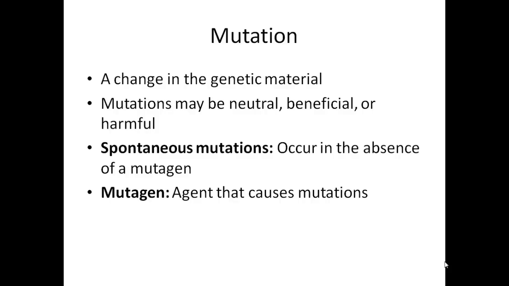Mutations can occur as random mistakes during DNA replication. These are known as spontaneous mutations. Certain chemicals or environmental exposures can increase the probability of mutation. These are known as mutagens.